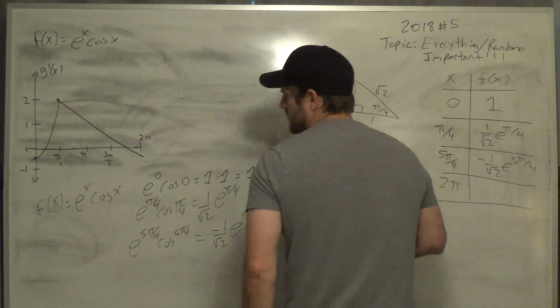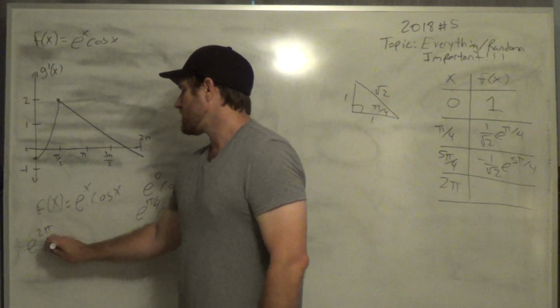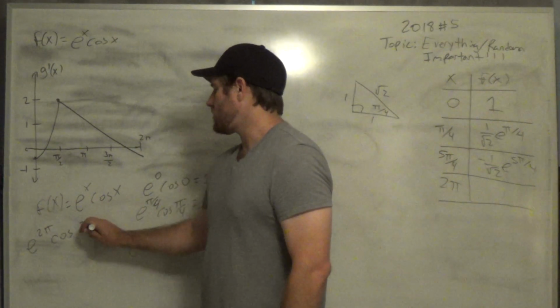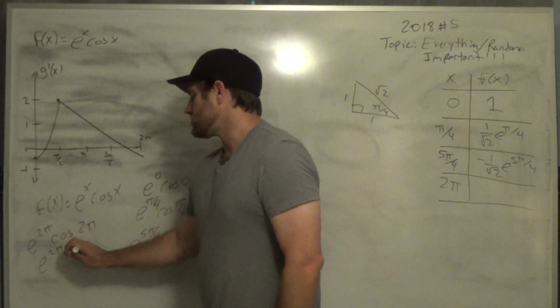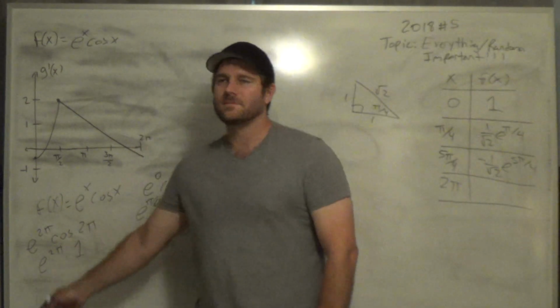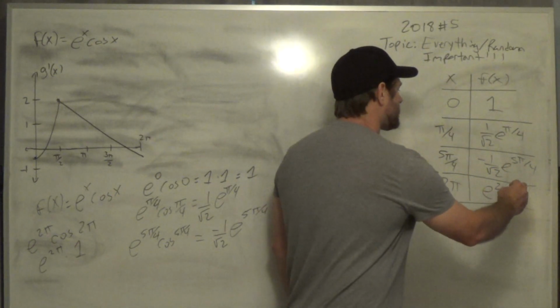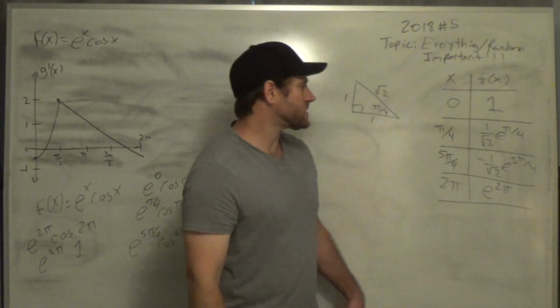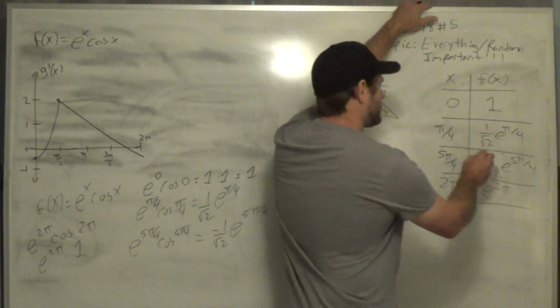And the last one I'm going to do is plug in 2 pi. So here we have e to the 2 pi, cosine of 2 pi. Cosine of 2 pi is the same as cosine of 0, which is 1. So I get 1 times e to the 2 pi, or simply e to the 2 pi. Now you might be wondering, Mr. Pigott, how do I know which one's the smallest? Well, positive, positive, negative, positive. There you go.